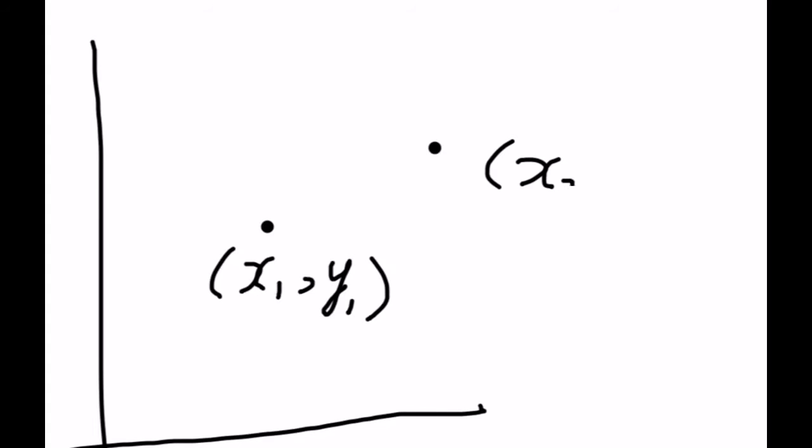I'm going to quadrant 1. Let me mark some 2 points. One here and one right. Okay. Now, for example, let's say the coordinates of this one is x1 comma y1 and this one is x2 comma y2.